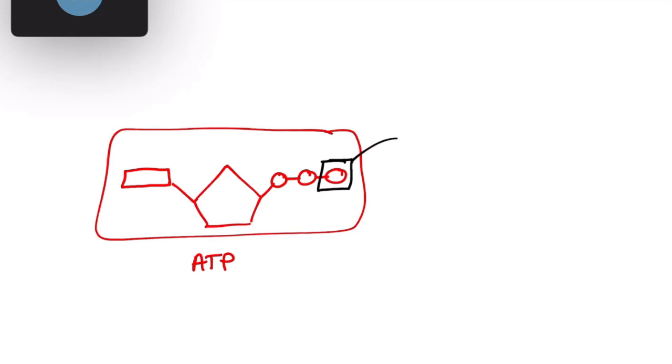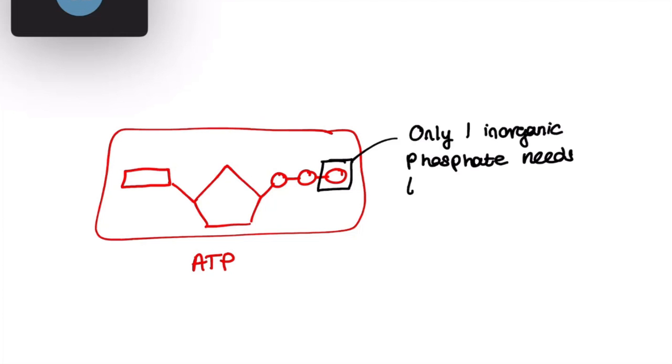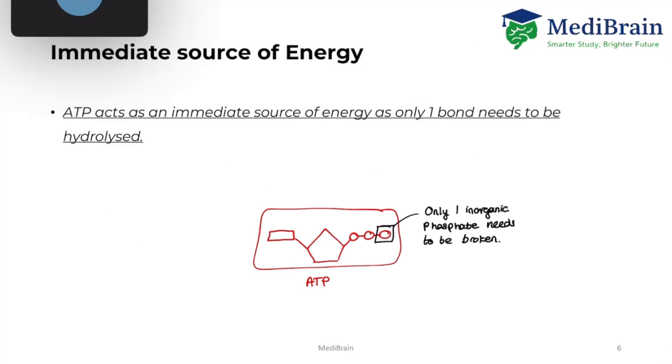Only one inorganic phosphate needs to be broken. And if that one inorganic phosphate is broken, then enough energy is going to be released collectively, along with many other ATP molecules, for that reaction or biological process or muscle contraction to occur. So it acts as an immediate source of energy.